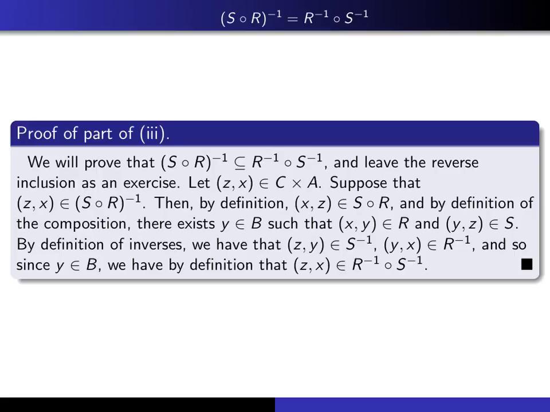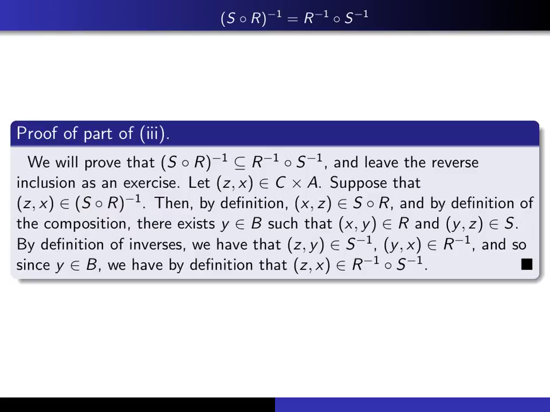Well, here's my proof. I'm going to prove this inclusion here. I'm leaving the reverse inclusion as an exercise. So recall that this is a relation from C to A, and so I begin the proof by giving myself a generic element in C cross A, and then I suppose that it lies in here. Suppose that zx lies in the inverse of R composed with S.